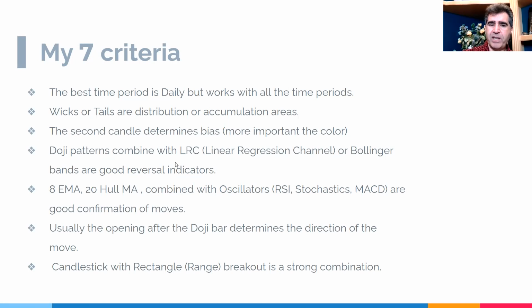Doji patterns combined with the LRC, the linear regression channels, or Bollinger Bands, or as I mentioned, Fibonacci's and Keltner channels. All of those are good combinations. They're good indicators for reversal when we are extended. So if I'm on the second standard deviation of the linear regression channel and you see a doji, or an inverted hammer, or again the rejection, that really gives the odds more in your favor.